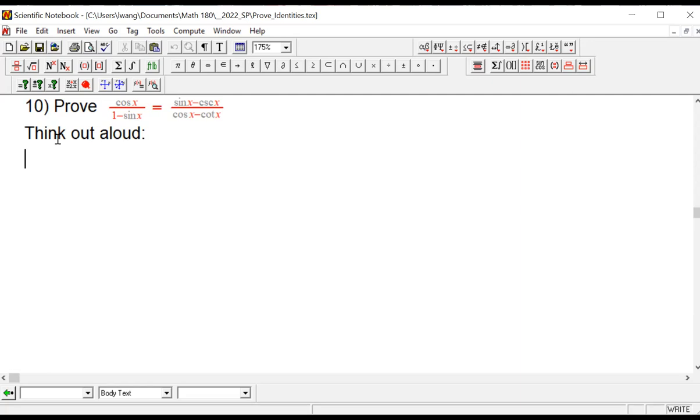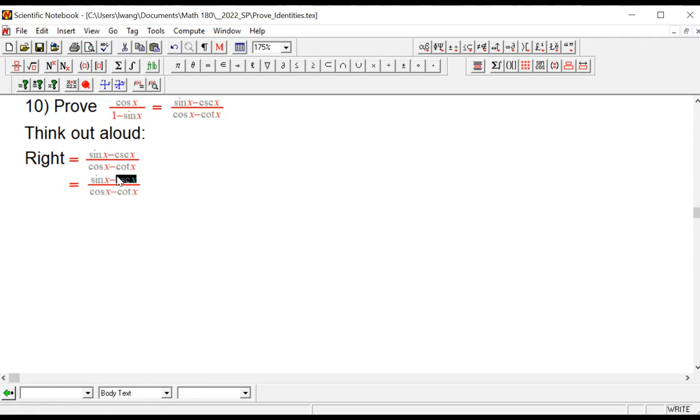Okay, let me make sure we copy the question correctly. Cosine x over 1 minus sine x. On the other side is sine x minus cosecant x, cosine x minus cotangent x. All right. So this time we start from the right. Nothing we can do. And then we look at the left. In the left, there's sine, cosine. So naturally, we're going to do some conversions.